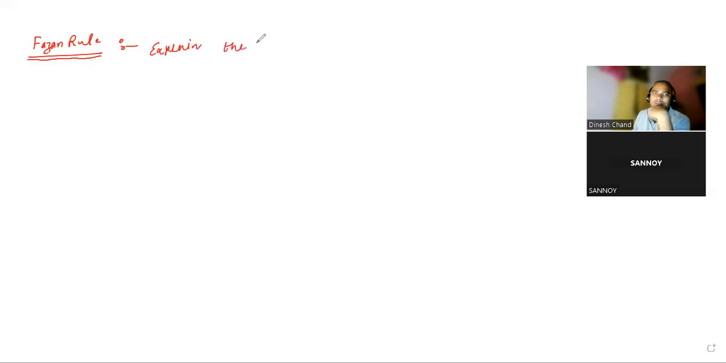Explain the covalent character in ionic bond. Is it correct? Yes or no? Covalent character in ionic bond. Sir, this means how much like covalent that bond behaves.